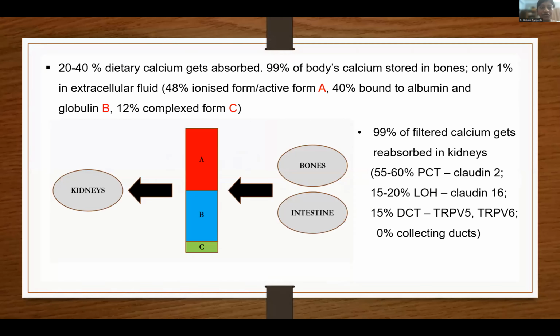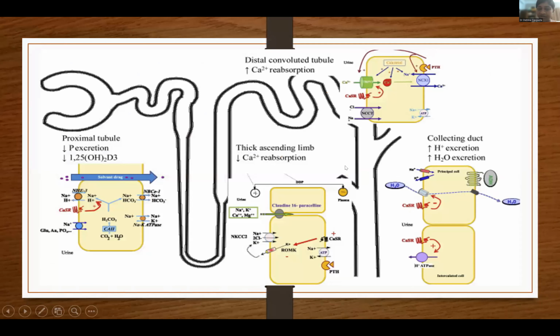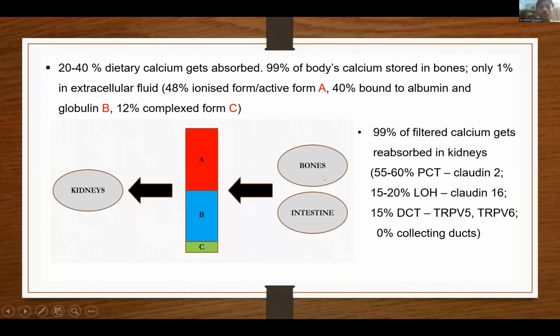So basically 20 to 40% of the dietary calcium gets absorbed, and the majority of it gets stored in the bones, and only 1% of it is available in the extracellular fluid, out of which 48% remains in the ionized form, which is the active form, and is responsible for carrying out the various extracellular functions. 40% remains bound to proteins like albumin and globulin, and only 12% remains in the complex form. So it is the bones, the intestine, and the kidneys which are responsible for maintaining the calcium pool. And whatever calcium gets filtered in the kidneys, 99% of it gets reabsorbed.